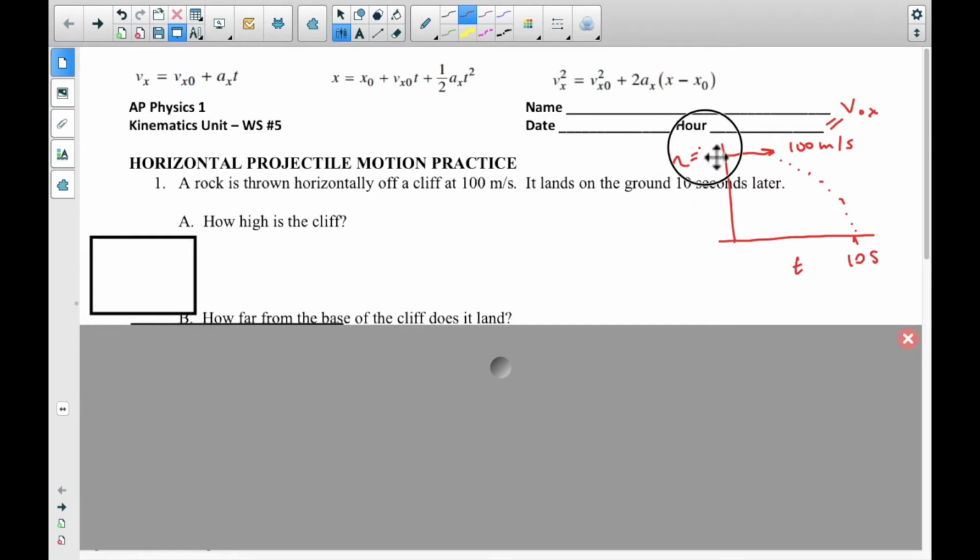Okay, so let's go back to our question: how high is the cliff? That's what we're looking for. We don't know it, but we do know what its launch velocity was, and we do know what the time is. We need to read through here and start defining some variables.